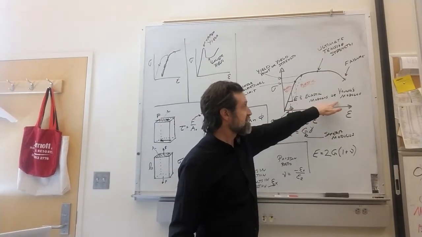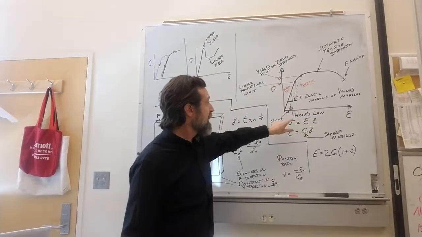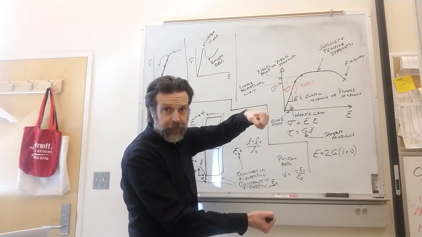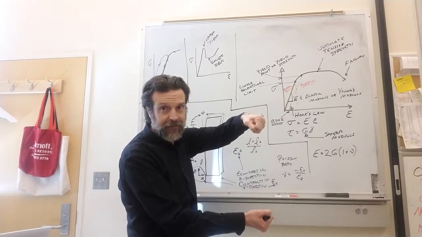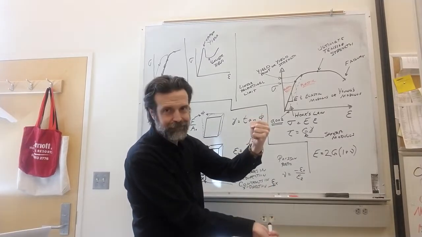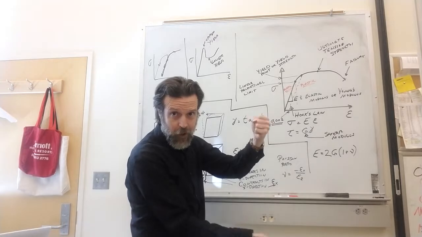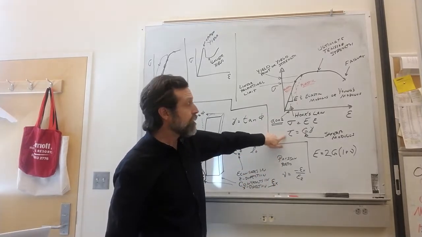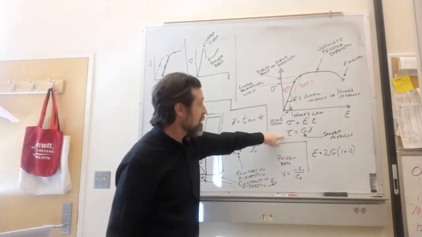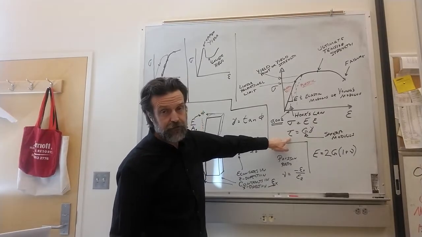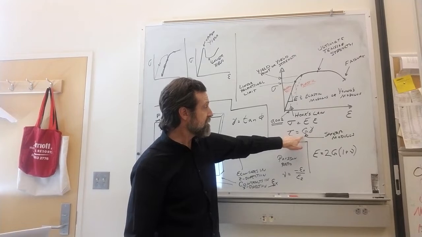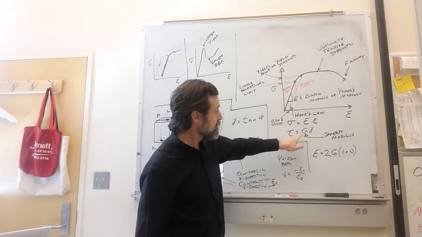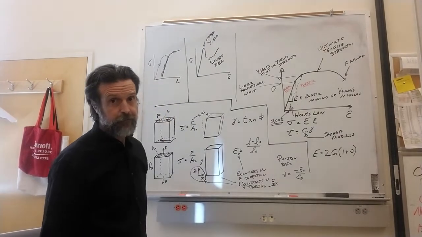This elastic modulus is sometimes called a Young's modulus, and we have Hooke's law for linear elastic tensile loading. But if instead of tensile loading we're applying a shear, that also obeys Hooke's law, and now we say that the shear stress is equal to the shear modulus multiplied by the shear strain. So that G is the shear modulus.